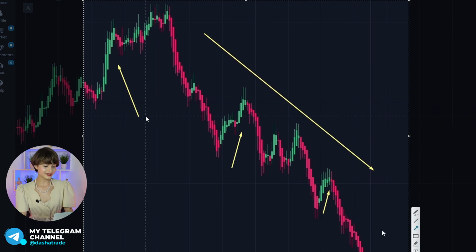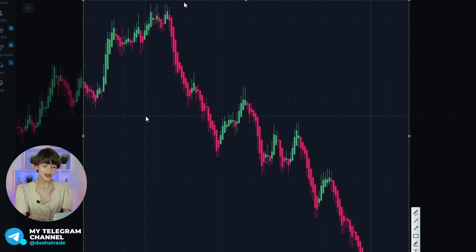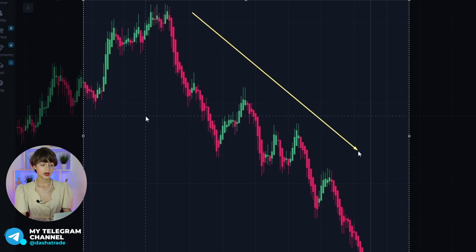Okay, green candles indicate the buyers' force, and red ones show the sellers' force. If we see a green formation, then it means the price has grown. If we see a red one, it means the price fell down. If we see the general movement is pointed down, then this movement is called a downward movement or downtrend. If we see the general trend is upward, then this is called an upward movement or uptrend.